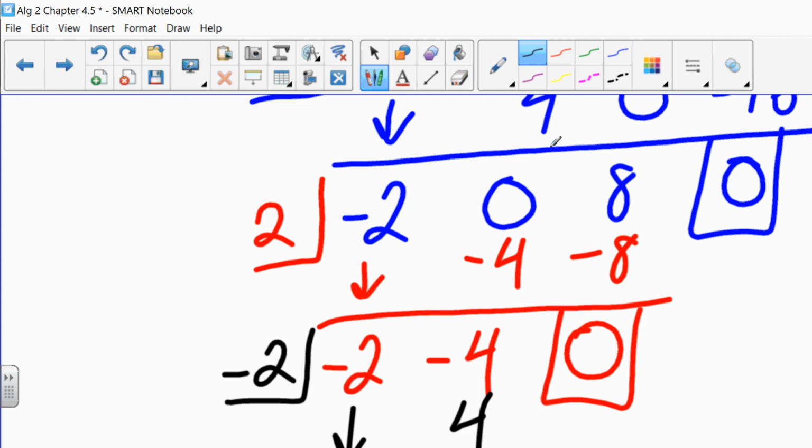So x is equal to 2, 2, -2, and -2. So these here would be the 4 solutions. Any questions on this here?